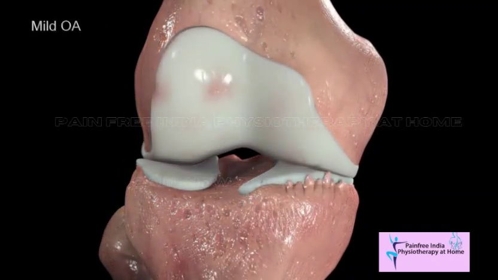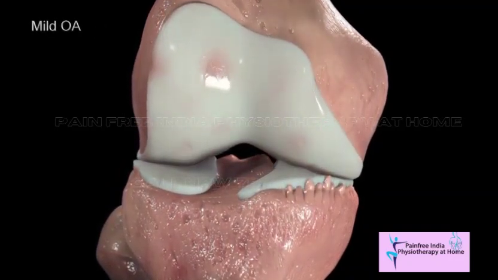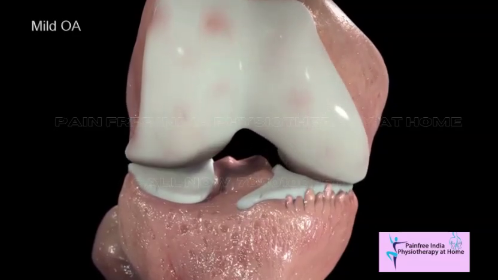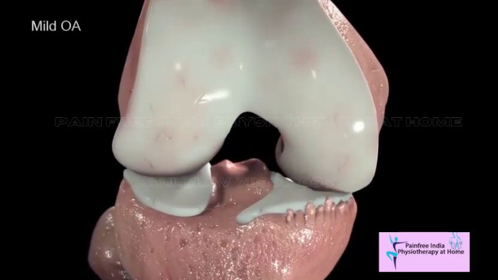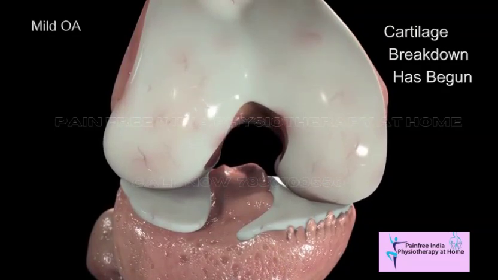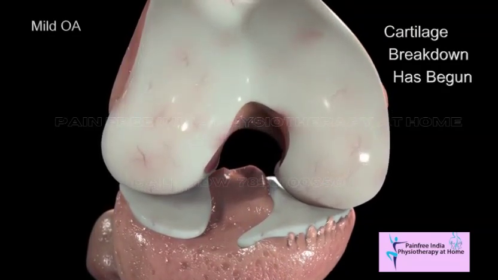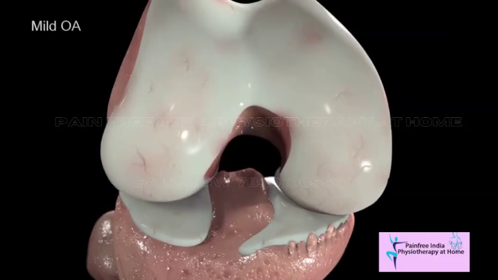With mild knee osteoarthritis, you will begin to have discomfort in the knee joint. Though the joint space appears normal, the cartilage matrix has begun to break down from a combination of wear and tear and increased production of degrading enzymes.